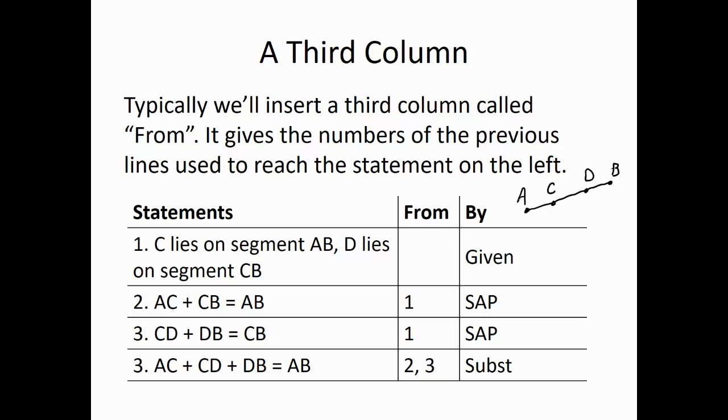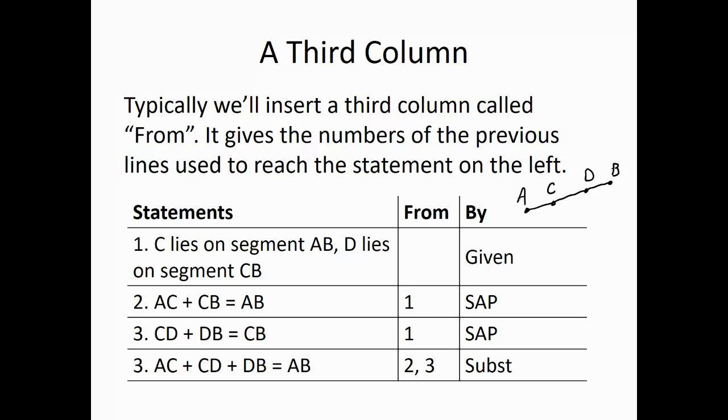AC and CB are two parts of AB that together sum up to AB. So that's the segment addition postulate. And we're also told that CD plus DB is equal to CB. Well, yeah, that's true as well for sure, because if one considers the segment CB, it has two parts, CD and DB. So that's the segment addition postulate again. And notice that the segment addition postulate was applied to the given, that is line number 1, in both instances.